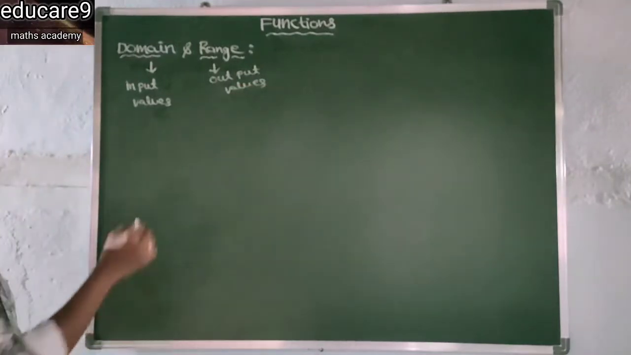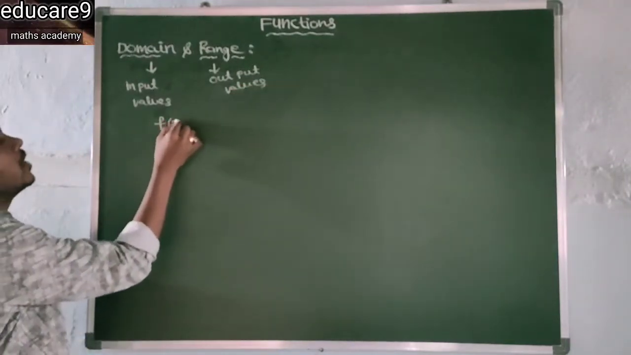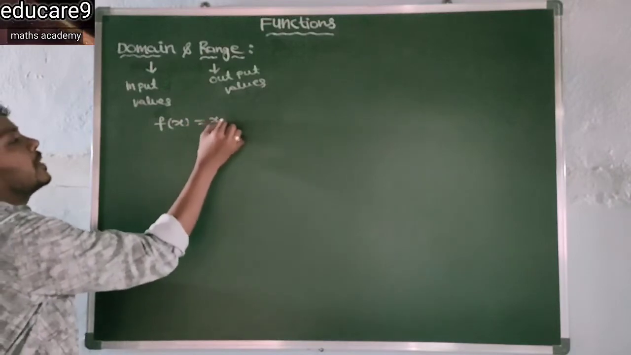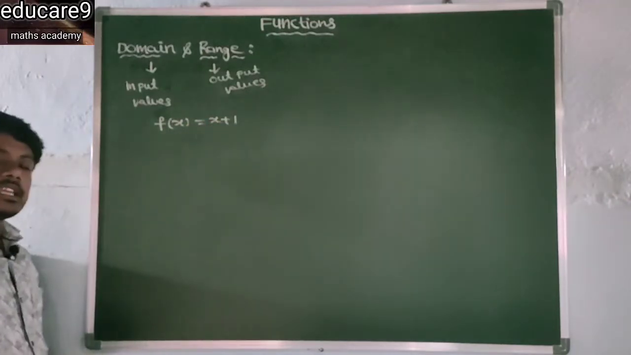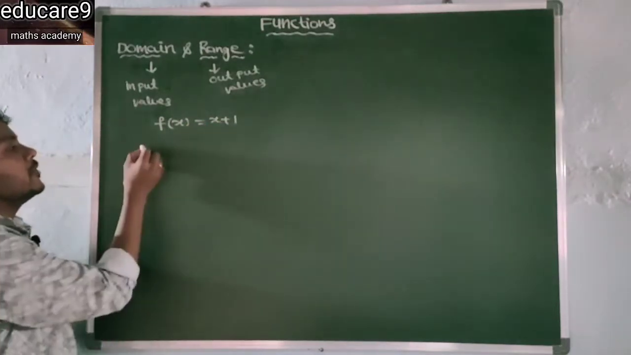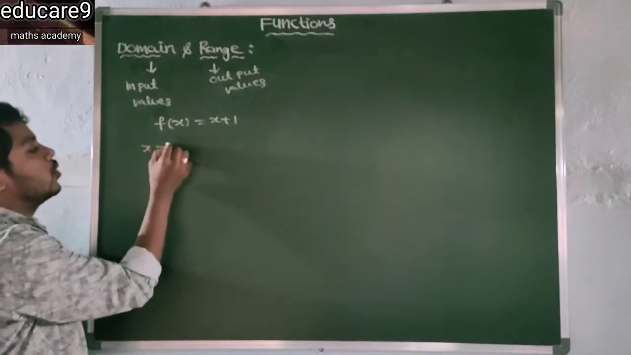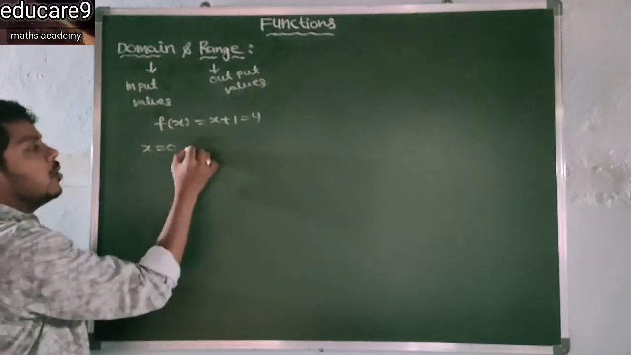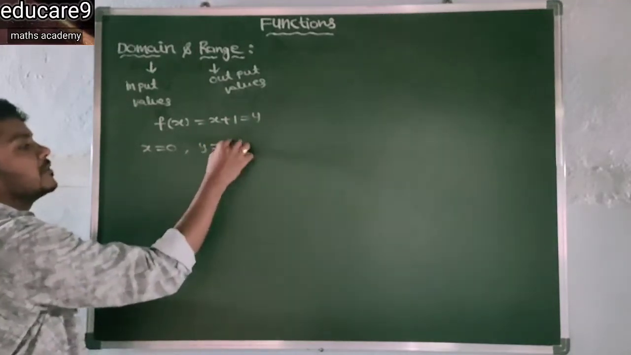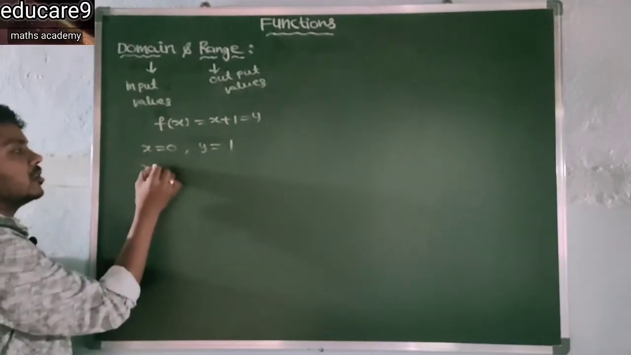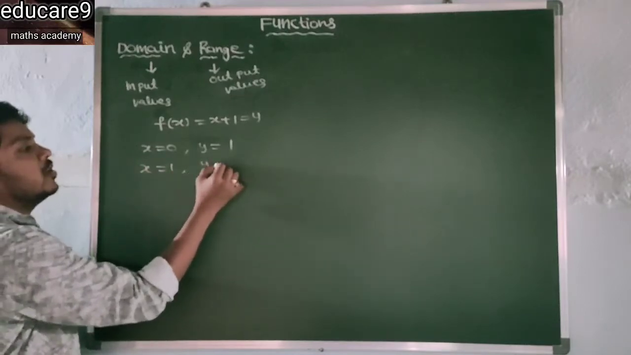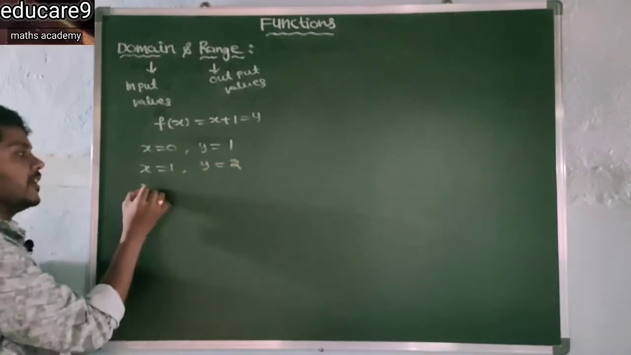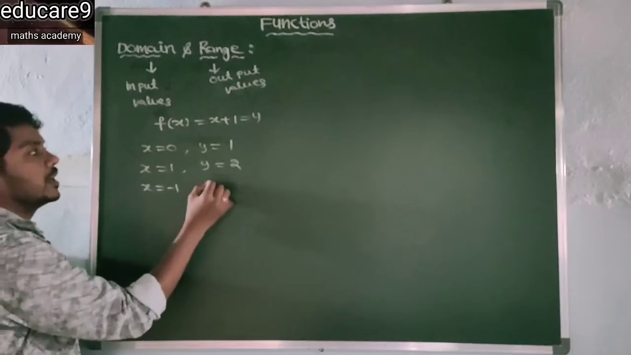For example, f of x is equal to x plus 1. So, this is any function. If you substitute x is equal to 0, clearly this gives some y. So what is the y value? 0 plus 1, that is 1. If x is equal to 1, what is the y value? 2. If x is equal to minus 1, what is the y value?